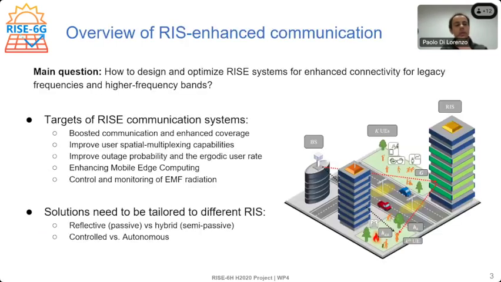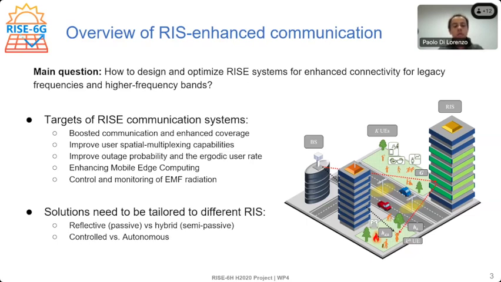And then I will go through fundamentals and design of multi-user techniques for both RIS enhanced communications and mobile edge computing. The main question that we have considered here is how to design and optimize an RIS enhanced system for enhanced connectivity, considering both legacy frequencies and also higher frequency bands. What we have been targeting is boosted connectivity and enhanced coverage. We wanted to improve spatial multiplexing capabilities, reduce outage probability, enhance the capability of mobile edge computing thanks to the presence of multiple RIS, and also control and monitor EMF radiation.